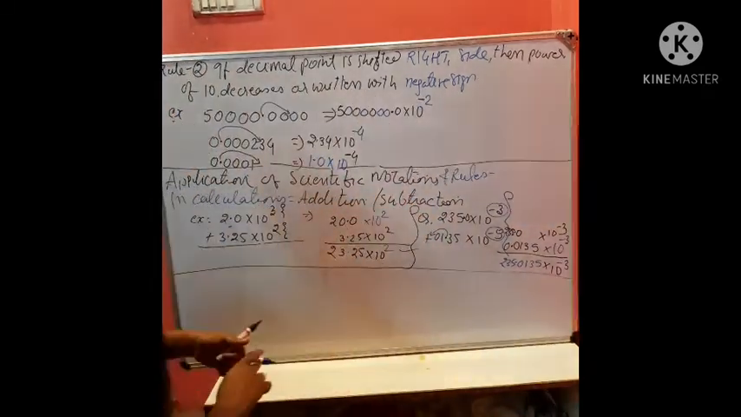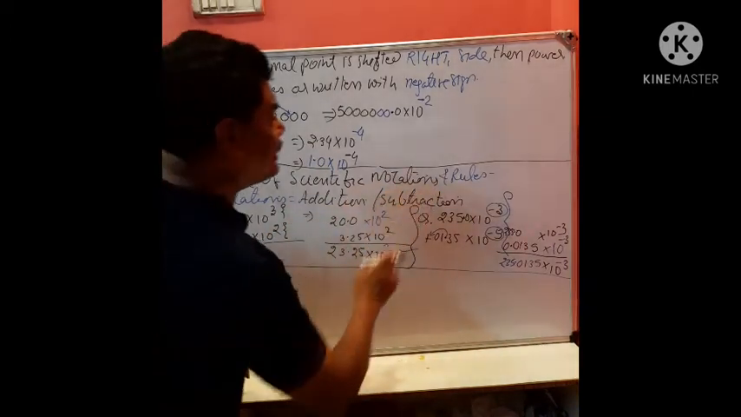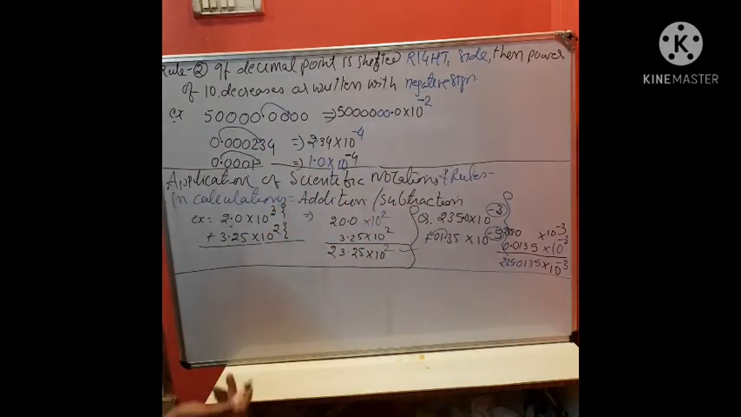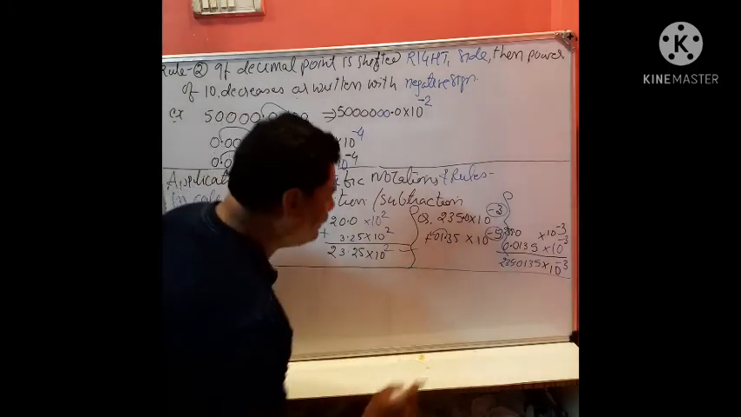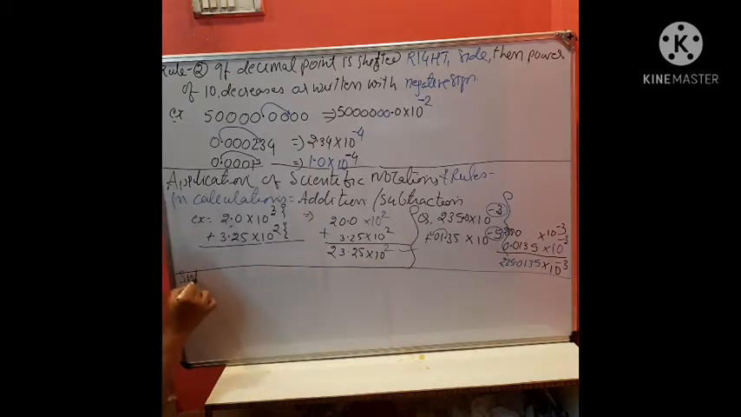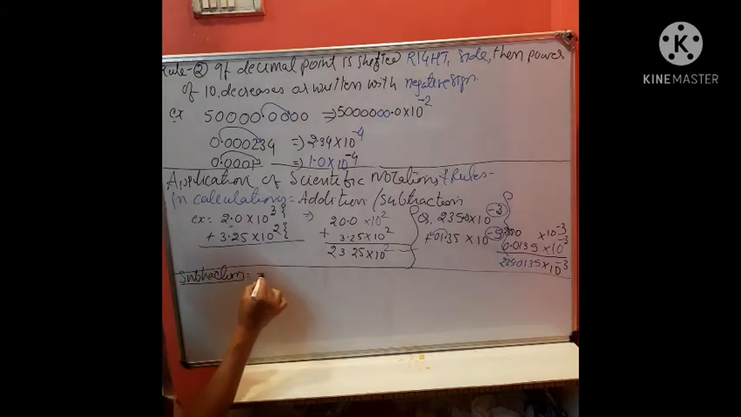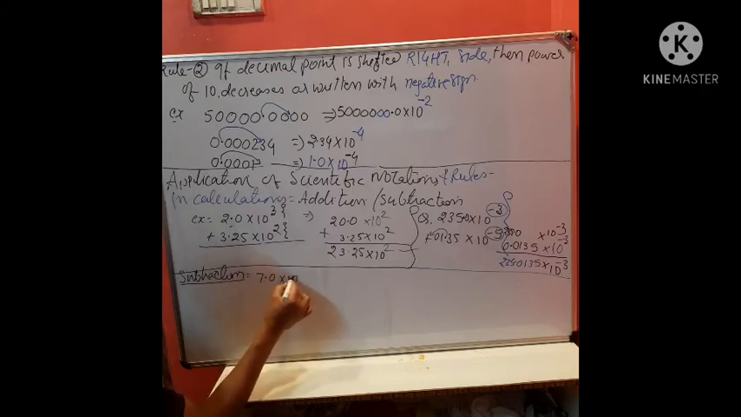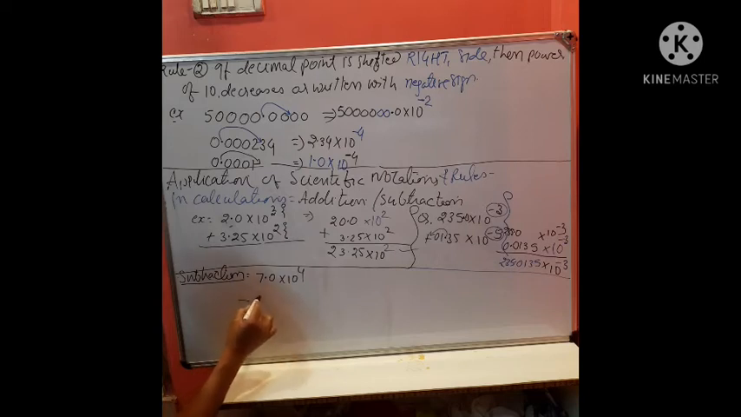Are you getting it? So this is about the application of scientific notation in addition or subtraction. So this is an addition or subtraction question. We can use it even in subtraction form. Let the question be 7.0 into 10 to power 4 minus 2.3 into 10 to power 2. Whatever the numbers given there.